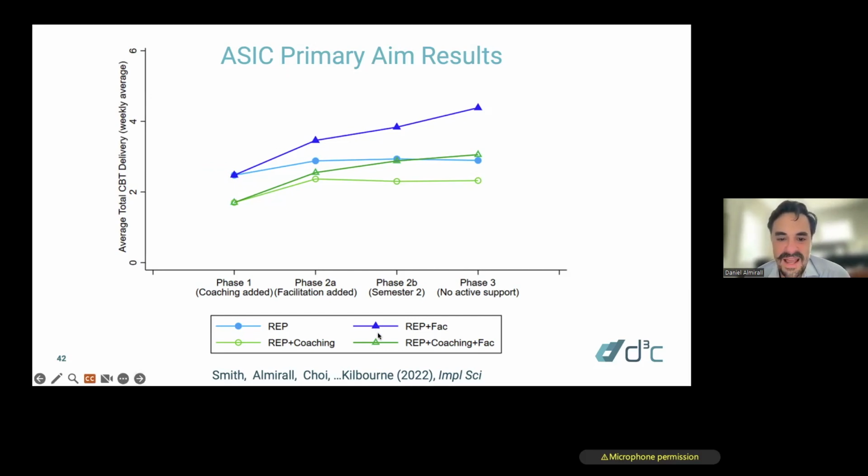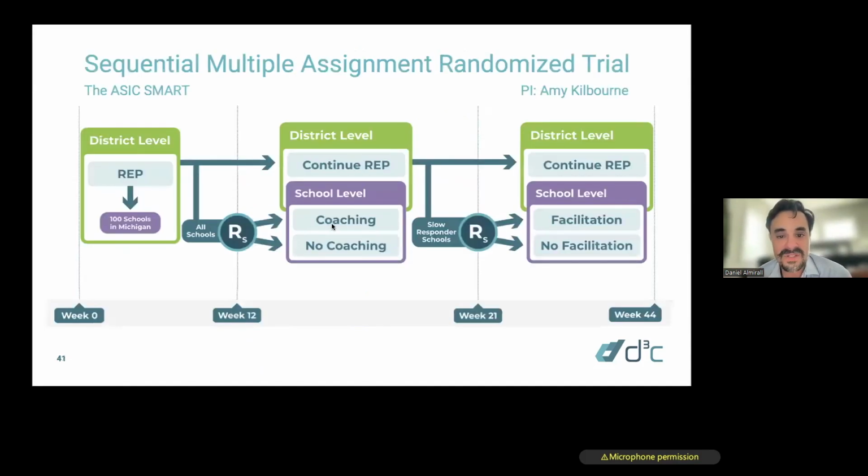If you see a triangle, let's start with circles. If you see a circle, it's because it's not adaptive. So a light blue circle just means that all I did was REP at the county level. I never did coaching. I never did facilitation. Of course, we know that some schools will only ever get REP, because some schools don't get coaching and some schools don't get facilitation. That's why I have one group that is just REP only, not adaptive.